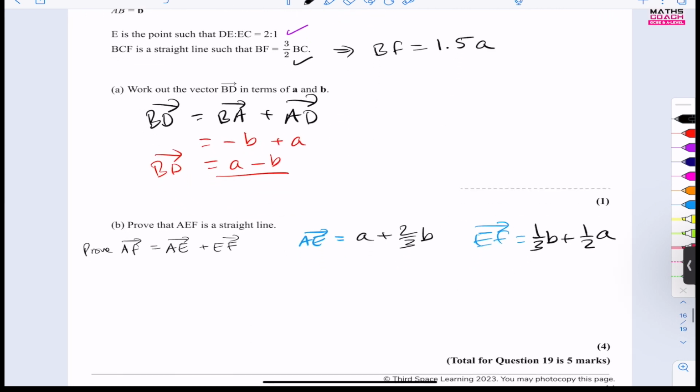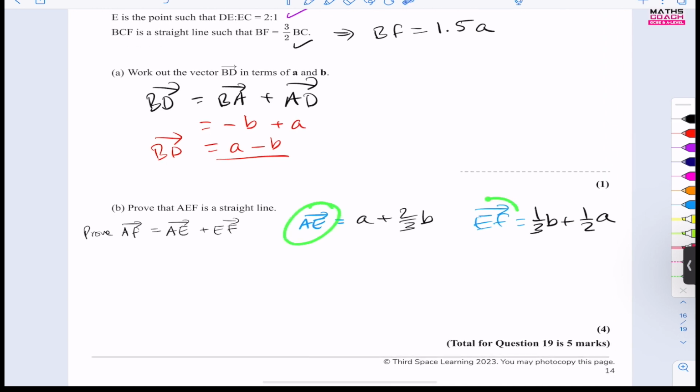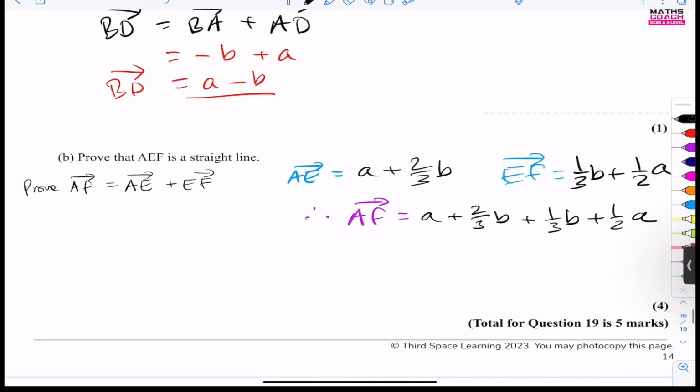Now, why did I do this? Remember, I'm going to be adding these together. So I'm going to be adding that and that to give me AF. So we can say, therefore, AF would be equal to a plus 2 over 3b plus a third b plus a half a. And then we're going to collect all the like terms. So we have an a here, we have a half a here. That gives us 1.5a, which is 3 over 2a.